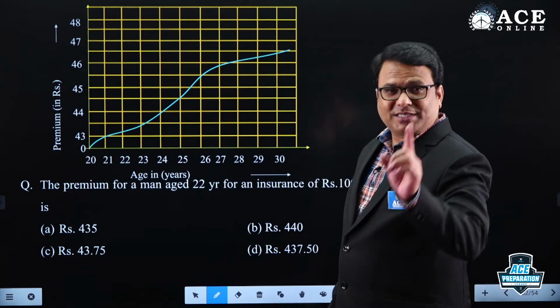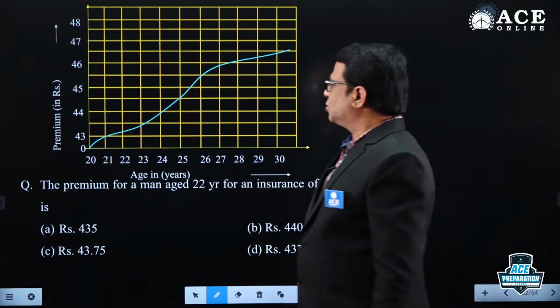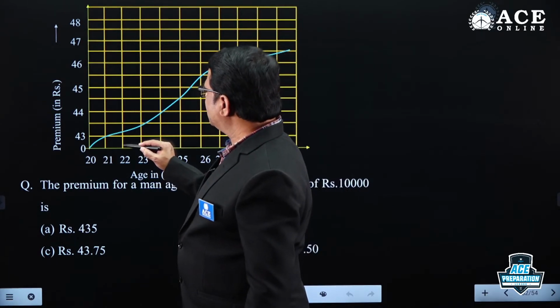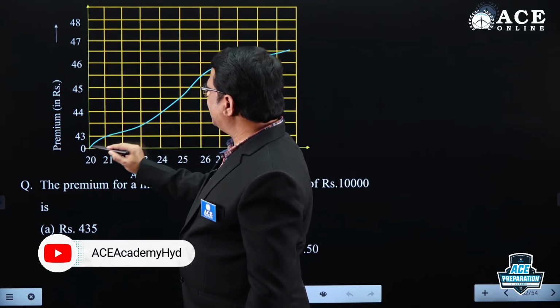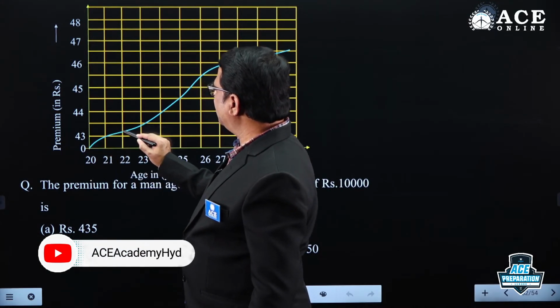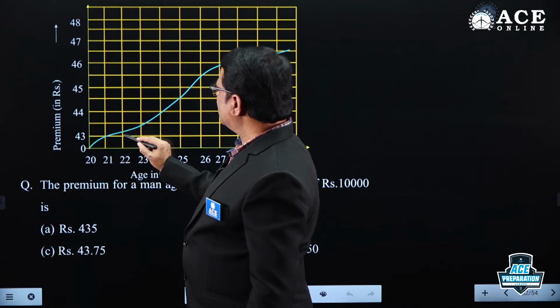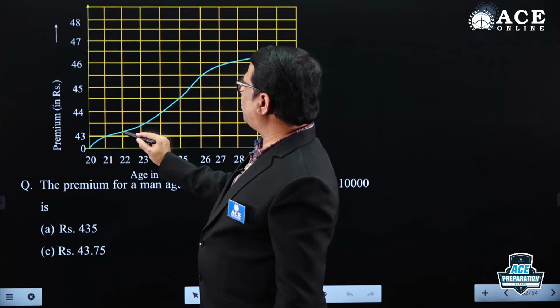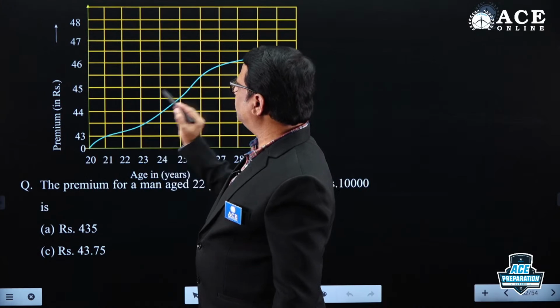And what is the age given? Age given is 22 years. So, for a 22-year-old person, what is the premium? See here, these two lines are meeting at this point. This line and the graph are meeting at this point. That means I can say it is 43. Slightly more than 43, let me say 43.3. Let me take 43.2.